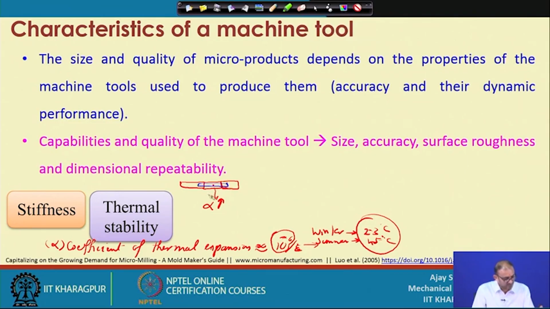So, diameter is decreased and the length is increased. This is highly exaggerated, but you will at least get a few microns of expansion. If this is happening, then what will happen? This particular component will move in this direction, this will move in this direction. Since everything is closely packed, even a slight movement here and there will disturb the whole assembly, and you end up with some permanent deformation in the machine tool.